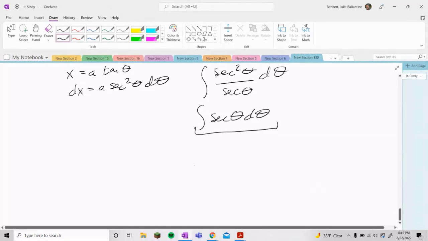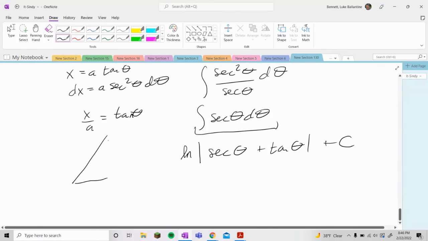Okay, well, we know this one. This is the natural log, absolute value, of secant theta plus tangent theta, plus c. So tangent theta is x over a. So our triangle turns into theta, opposite, adjacent, Pythagorean theorem. Secant is hypotenuse over adjacent, SOHCAHTOA.